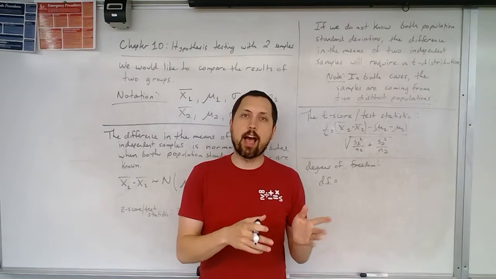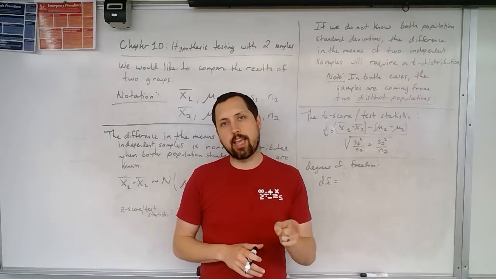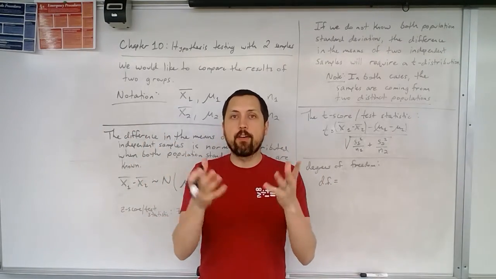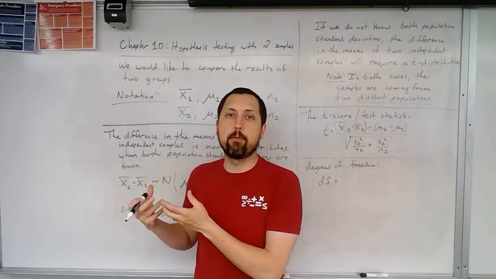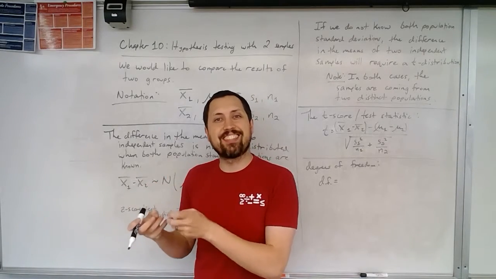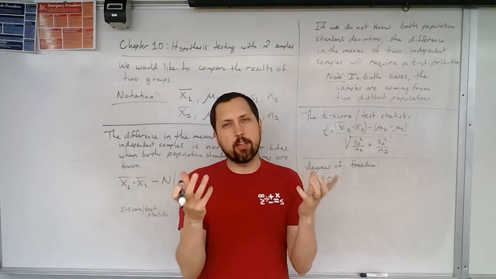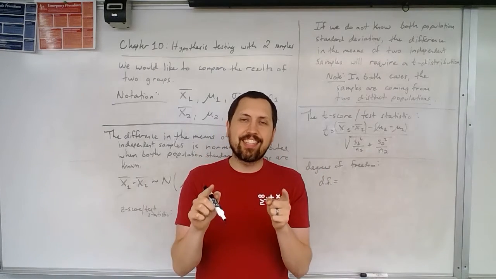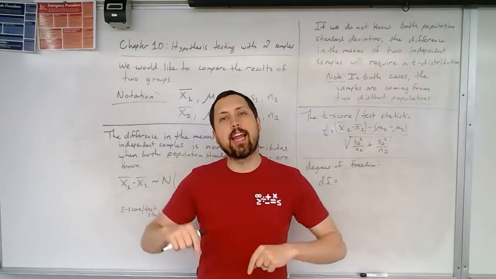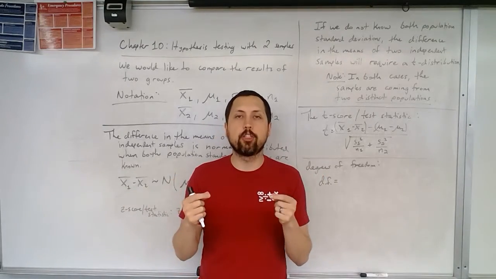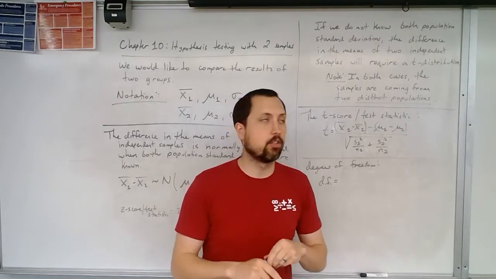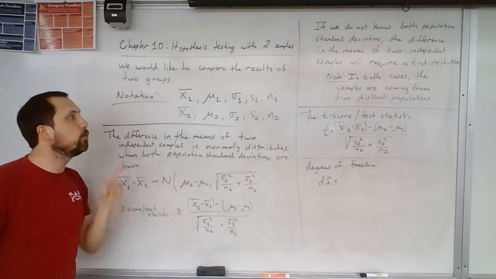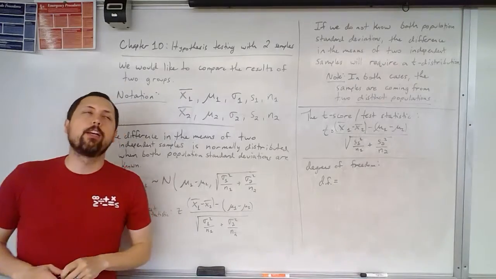So far in chapter 9, we looked at one sample. What we had is we had this one population. From that population, we collected a sample, and we tried to figure out, is that sample really different from the larger population that it comes from? But now in this case, we're going to be looking at two distinct populations, at least for the first few sections. So we're going to be comparing the results of two different groups.